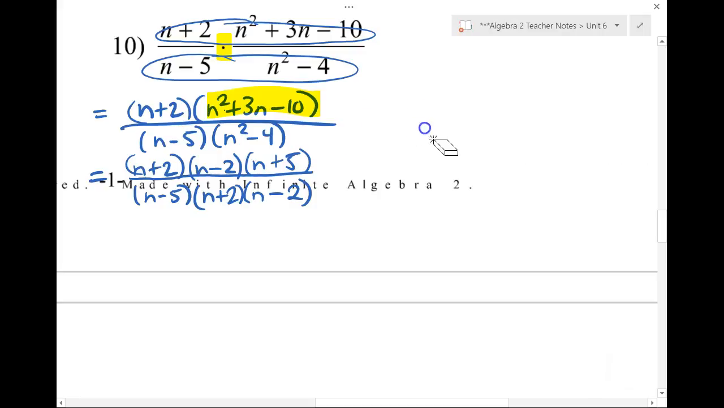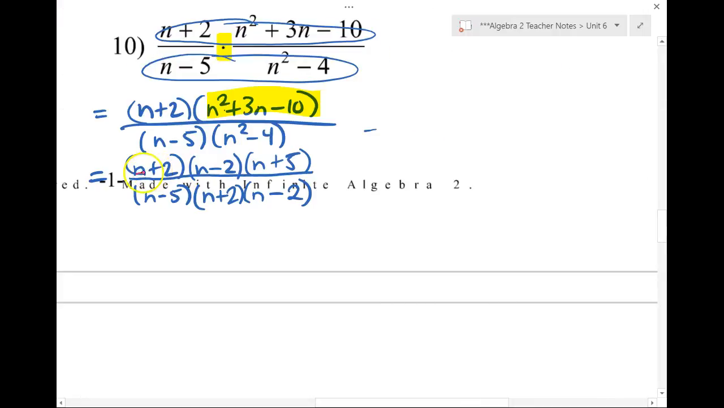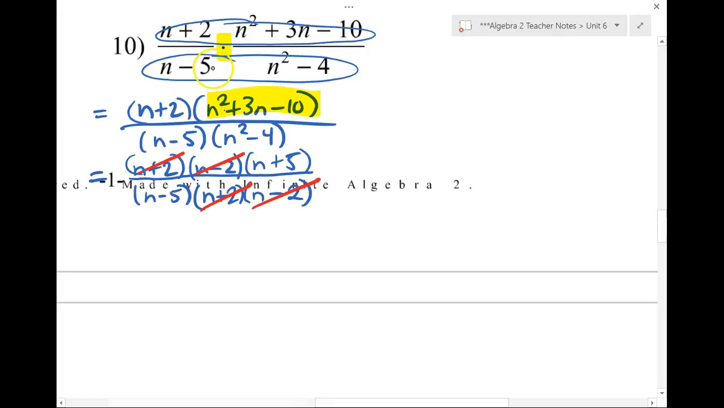Okay, now I can do some canceling out. So now I've got an n plus 2 here on the top. I've got an n plus 2 here. I've got an n minus 2 here, n minus 2 there. And this n plus 5 cannot cancel out with n minus 5 because the first one's addition and the second one is subtraction. So I'm just going to write what I have left, n plus 5 on the top and n minus 5 on the bottom.